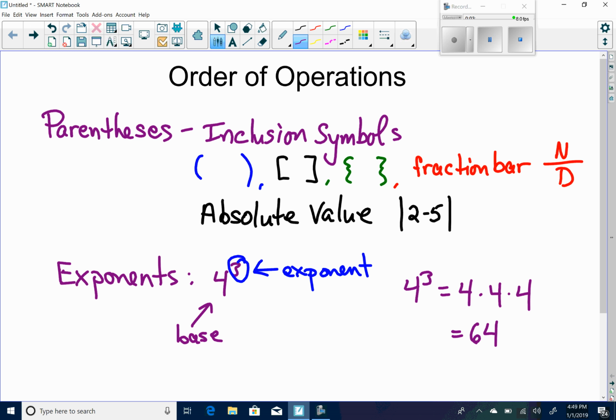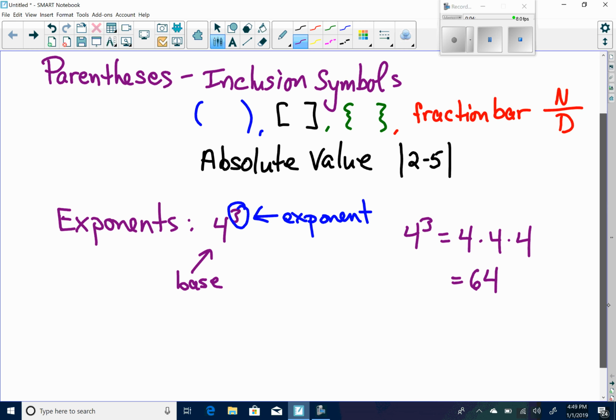So if we are looking at a problem that we're trying to simplify or evaluate, we want to first take care of any calculations that are contained within parentheses, and after that, any parts of the problem that involve exponents.